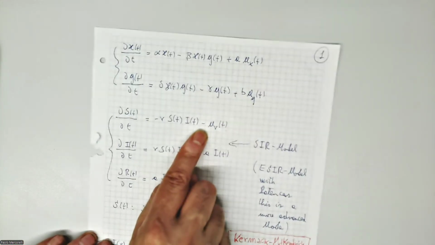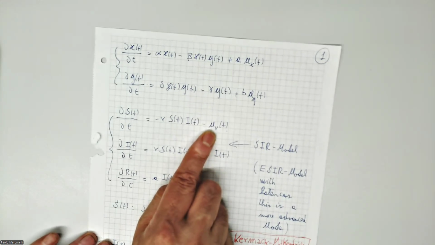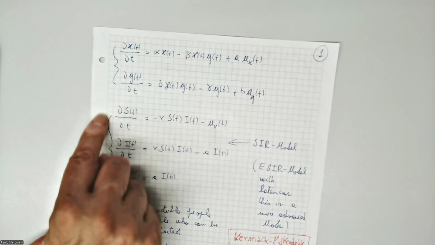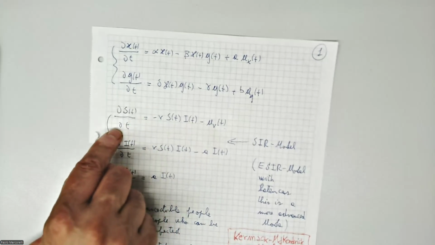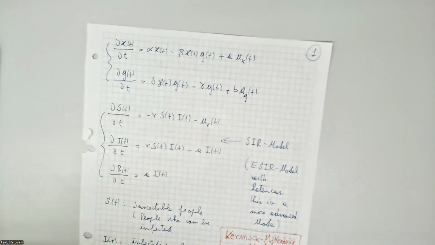We can see this minus. Why the minus? The meaning is clear: increasing the number of vaccinated people gives a negative contribution to the variation. I mean, we decrease the S. This means the minus reduces the derivative. I don't know if it's clear.